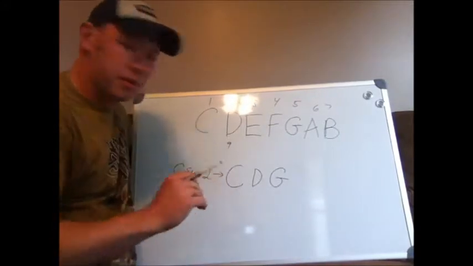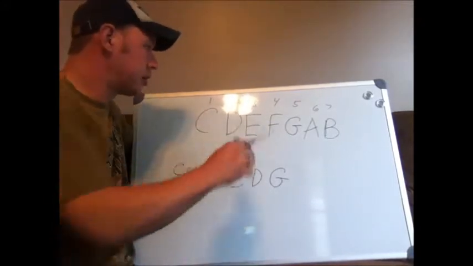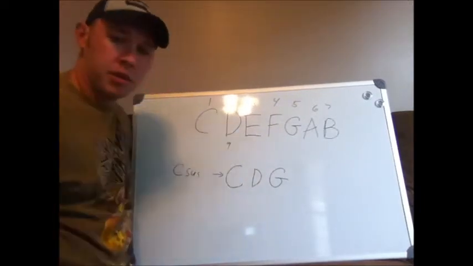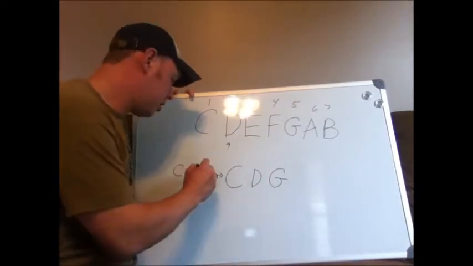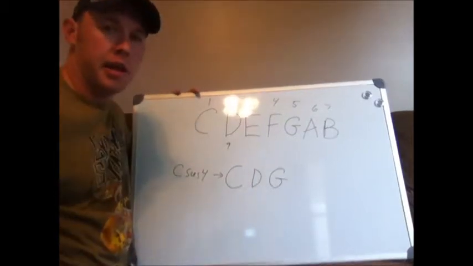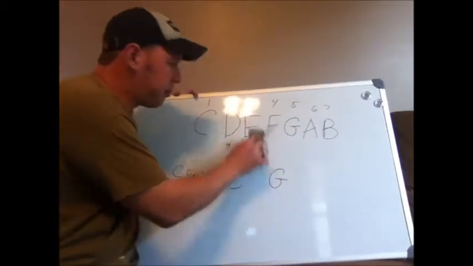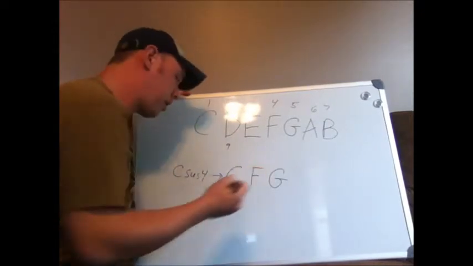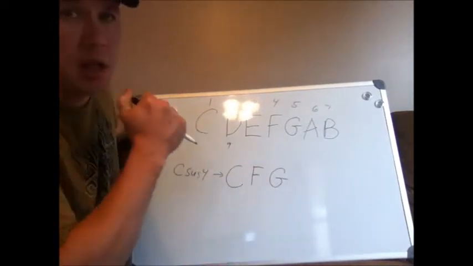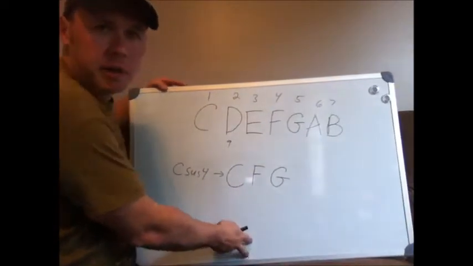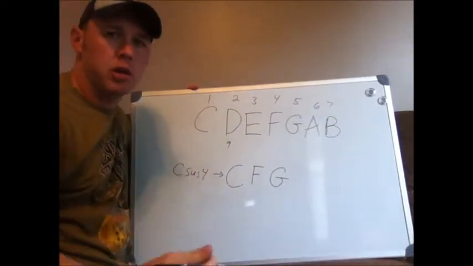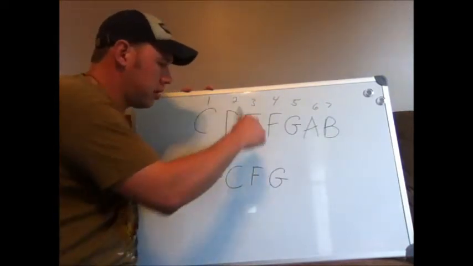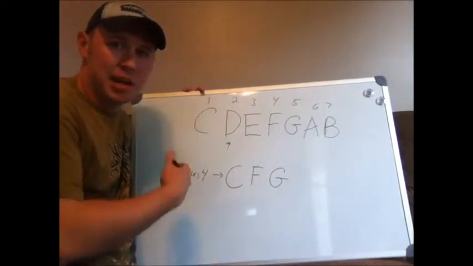C sus4. Same concept. You're suspending the 3rd. You're not going to play that E. And you're going to put the 4th in there, which is an F. Okay? So C sus4. That D now becomes, take that out. Instead of playing your 3rd, you're going to play the 4th, which is an F. So C sus4, C, F, and G. So basically, when you see a sus chord, a suspended chord, you're suspending the 3rd note of the triad, and you're going to replace it with a 2nd or a 4th.